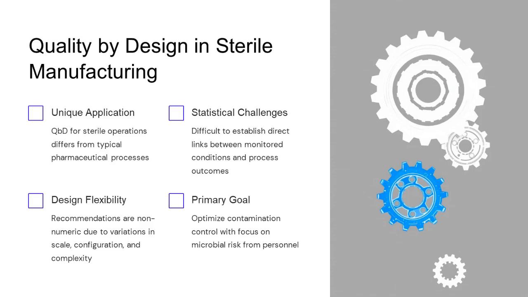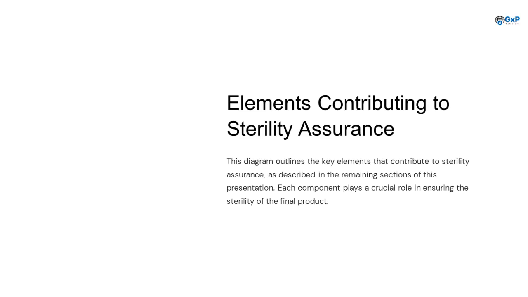Quality by design, QBD, in sterile manufacturing involves unique applications, statistical challenges, design flexibility, and a primary goal of optimizing contamination control. QBD differs from typical pharmaceutical processes and focuses on microbial risk from personnel. This diagram outlines the key elements that contribute to sterility assurance. Each component plays a crucial role in ensuring the sterility of the final product, as described in the remaining sections of this presentation.